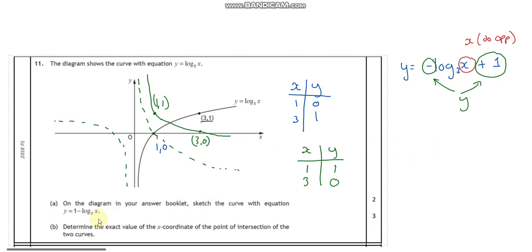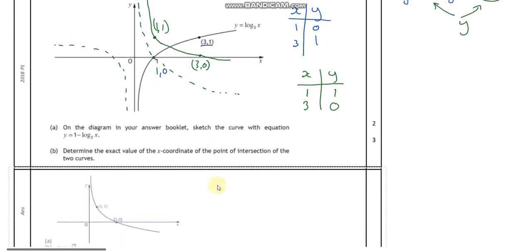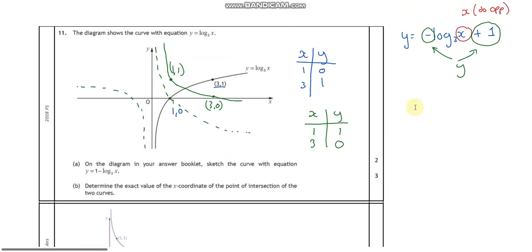And the next one: determine the exact value of the x-coordinate of the point of intersection of the two curves. That's quite an interesting little question. So for that, let's zoom out a tiny bit. Point of intersection is where two things meet, isn't it? So I've got y is equal to log 3x. It's where they meet, where the y values are the same. And I've got y is equal to 1 take away log 3x.